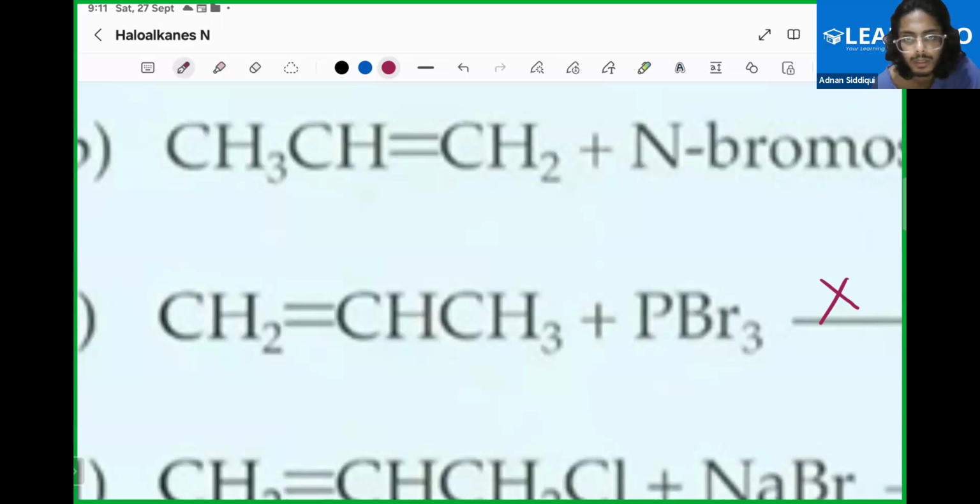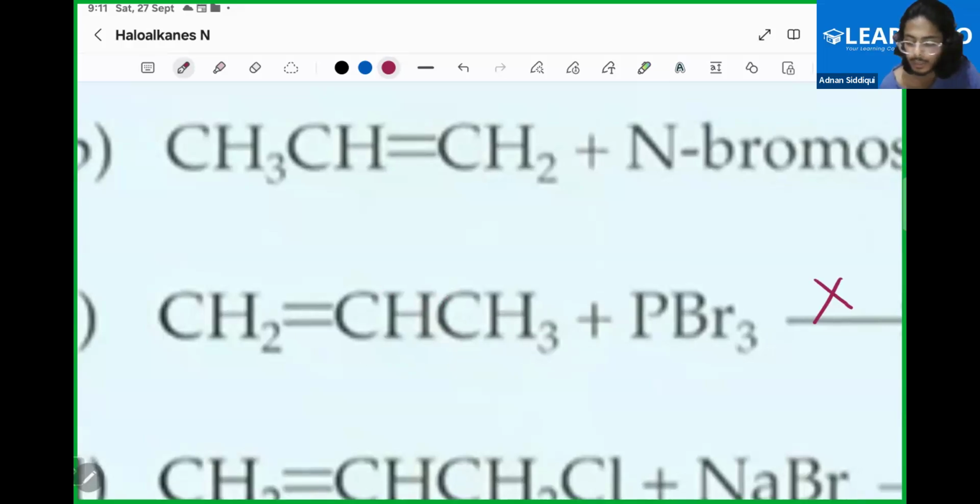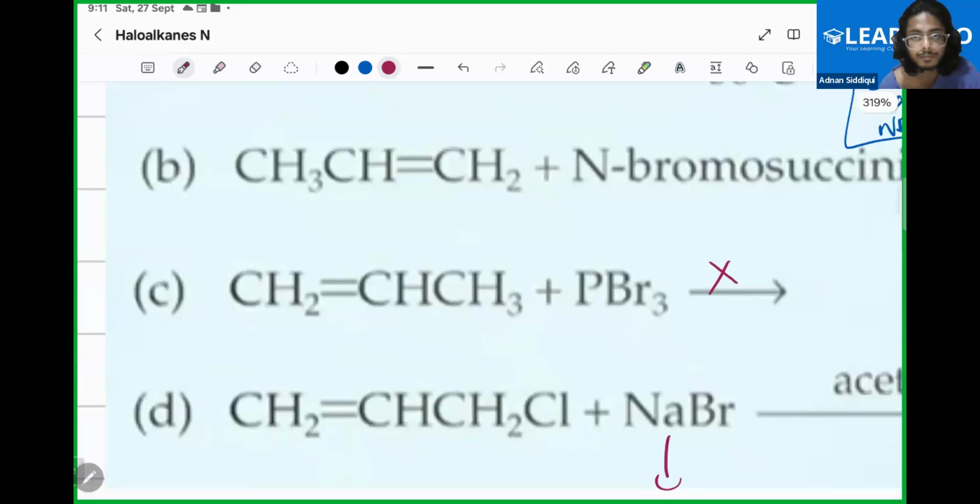So here, although we have seen PBr3 getting used to convert alcohols into alkyl halides, for PBr3 to work, we need alcohol. We have not seen any reaction where we were reacting our alkene with PBr3. So this reaction is not going to proceed. We are not going to get anything. Okay.